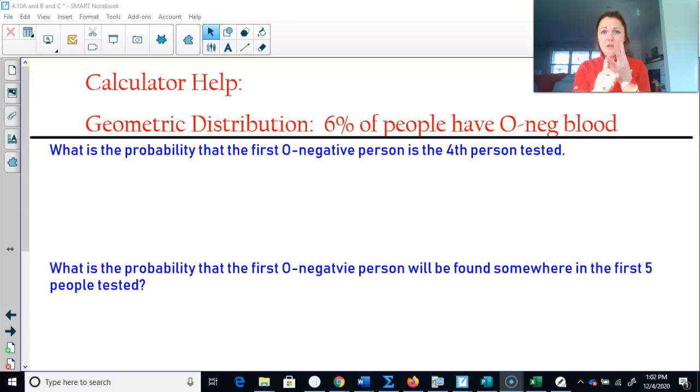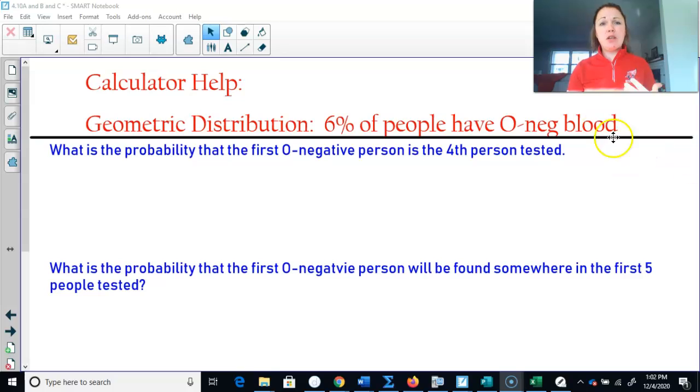T. Time. Sorry, I almost said W because we used to say W. Time. How long are we going to have to wait until our first success? Well, we can't see that quite yet because we haven't read the problem in blue. And then the probability of success, this is established that 6% of people have O negative blood. That is the same for everyone in the population. If I had 100 people in the room, 6 of them approximately should have O negative blood.